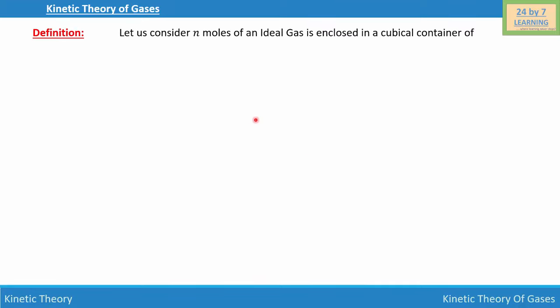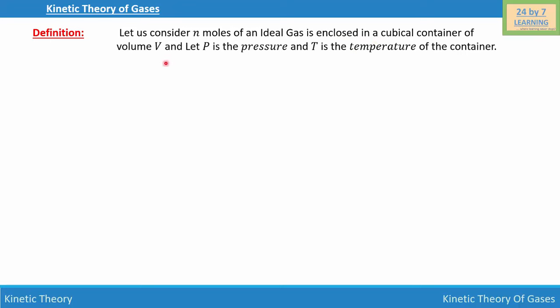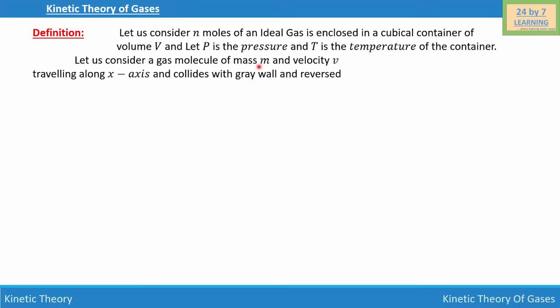Kinetic theory of gases. Let us consider n moles of an ideal gas enclosed in a cubical container of volume V, and let P be the pressure and T the temperature of the container. Let us consider a gas molecule of mass m and velocity v traveling along the x-axis, which collides with the gray wall and reverses back along the negative x-axis.